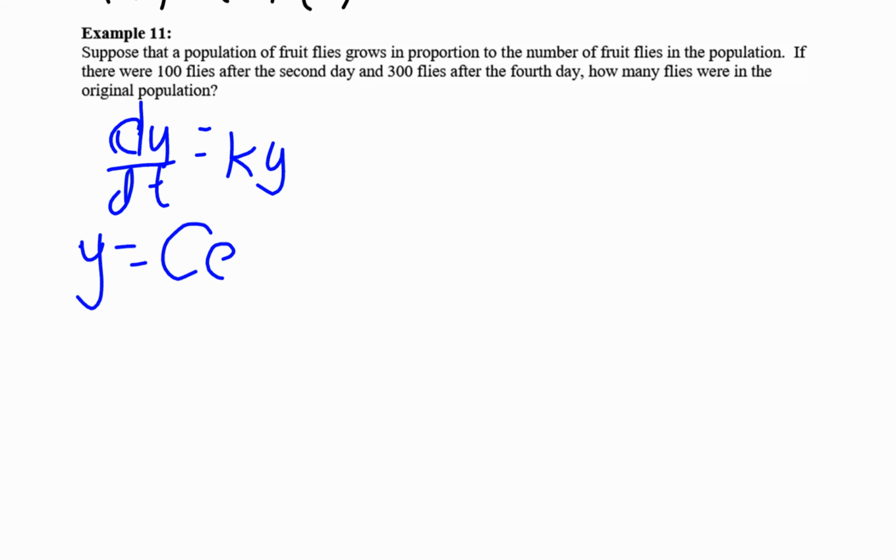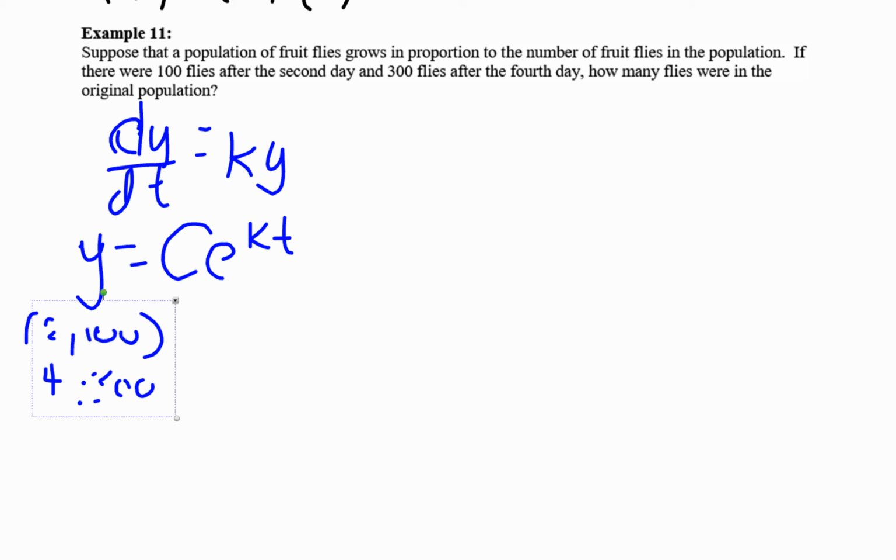All right. Fruit flies, that's pretty exciting, right? We're going to find the equation here. It grows in proportion to the number of fruit flies. That's good, because then we can say this. That means we're working with an equation in this form. All right, so we know that we can write an equation if on the second day there were 100 and on the fourth day there were 300.